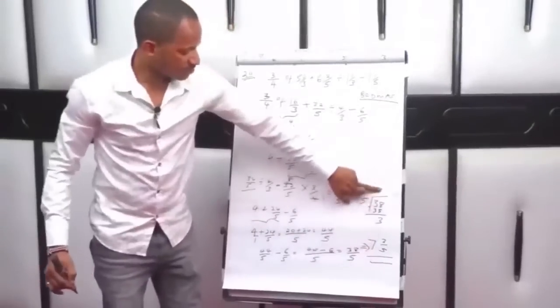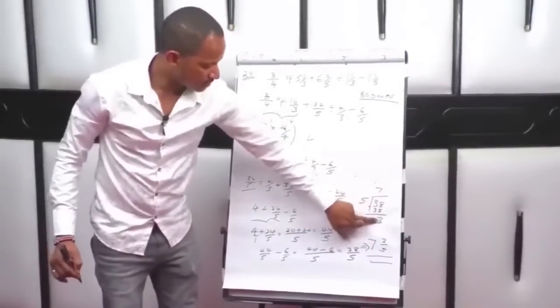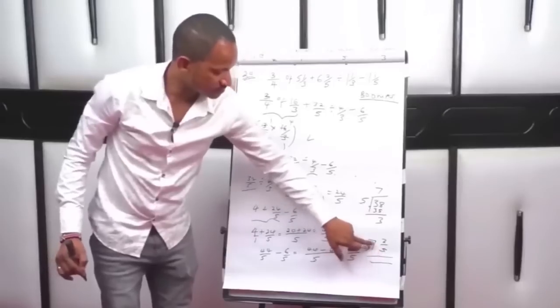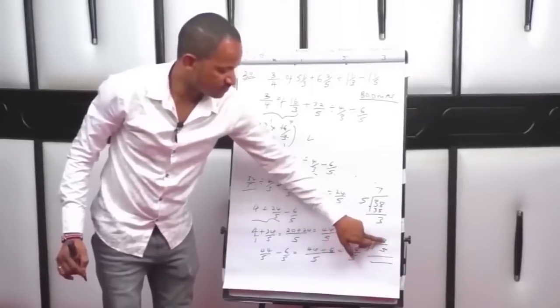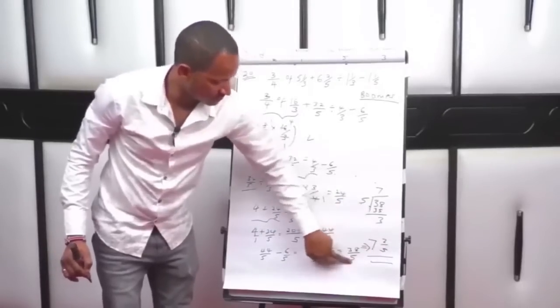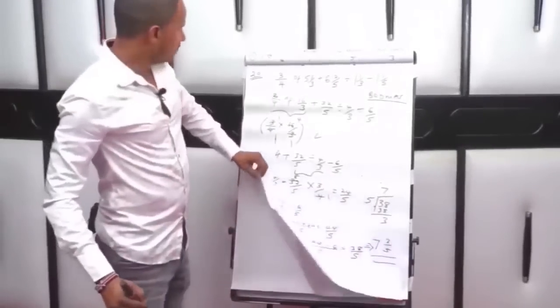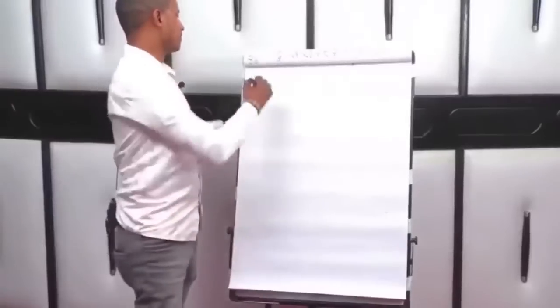Again, 7 is a whole number. You take 3 over 5. If you multiply 5 times 7 is 35. 35 plus 3 is 38 over 5. So this is the simplified form. Then we go to question number 21, the last question.